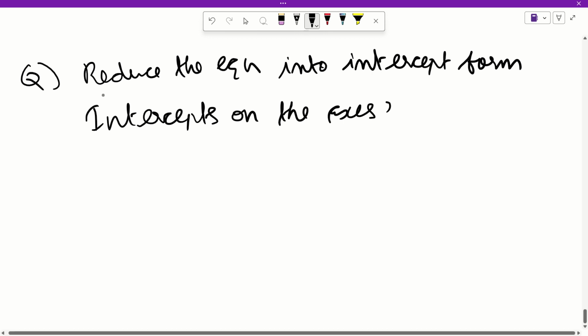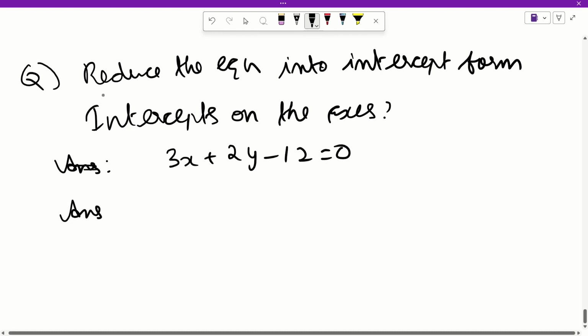In order to find the intercepts on the axis, wait 1 second, let me write the question. 3x plus 2y minus 12 equal to 0. So this is the question, guys. Okay, so the answer starts from here. In order to find the intercepts on the axis, it means to find the x-intercept and y-intercept, that is a and b.